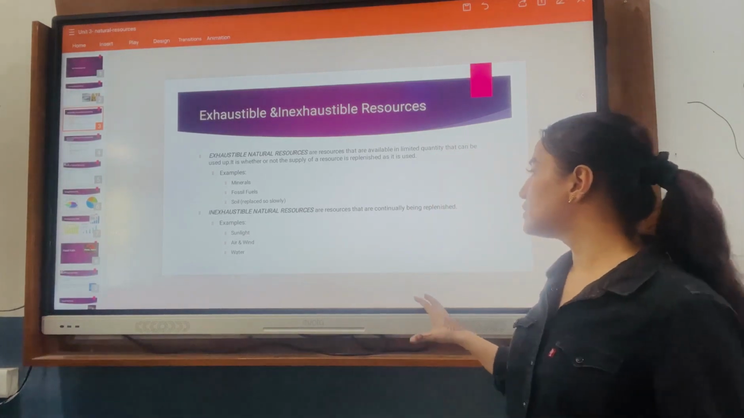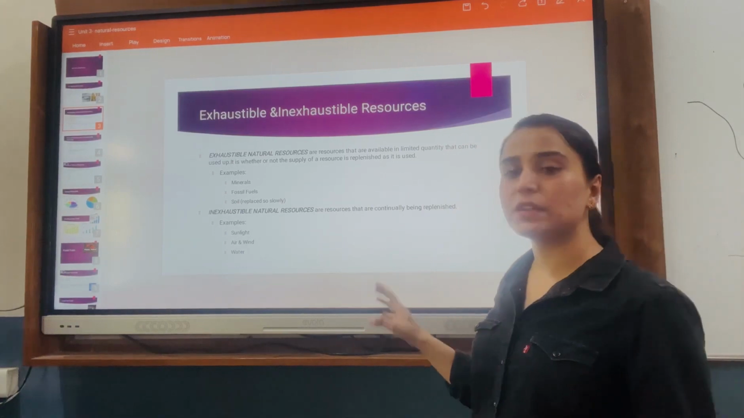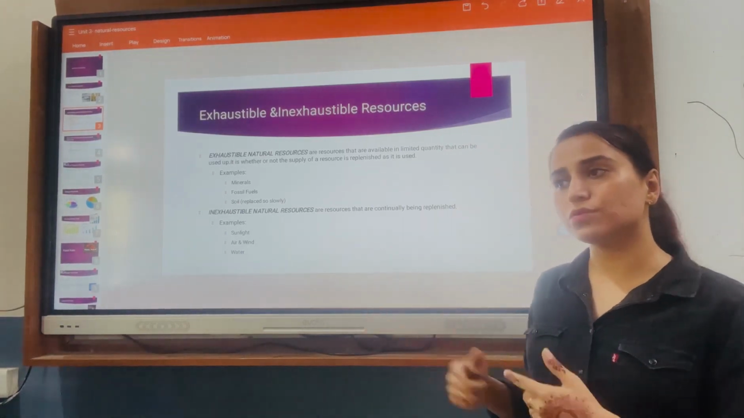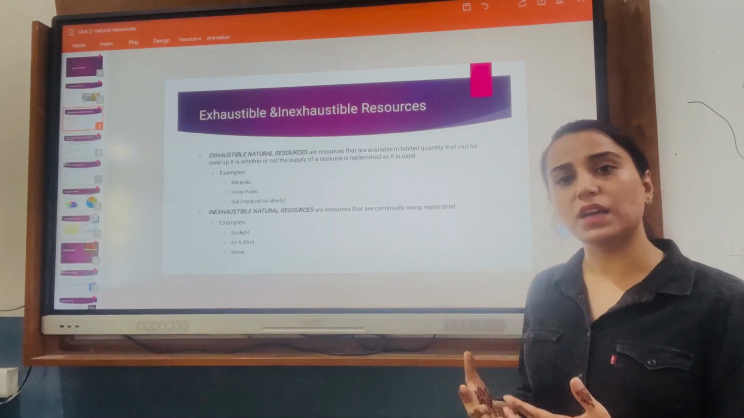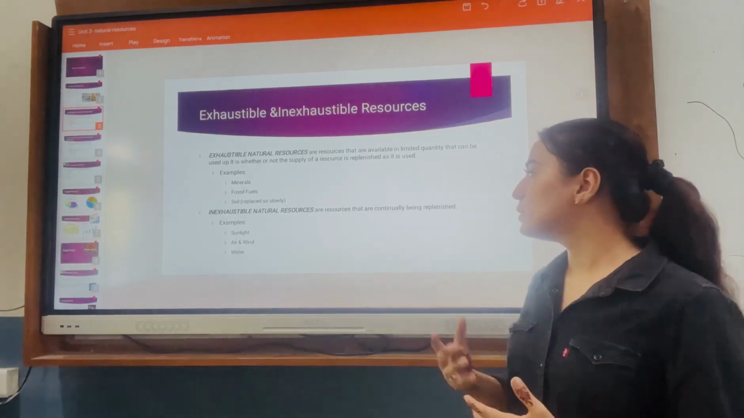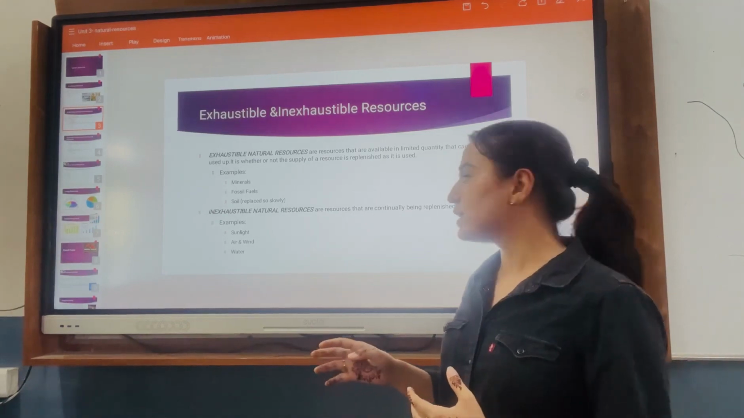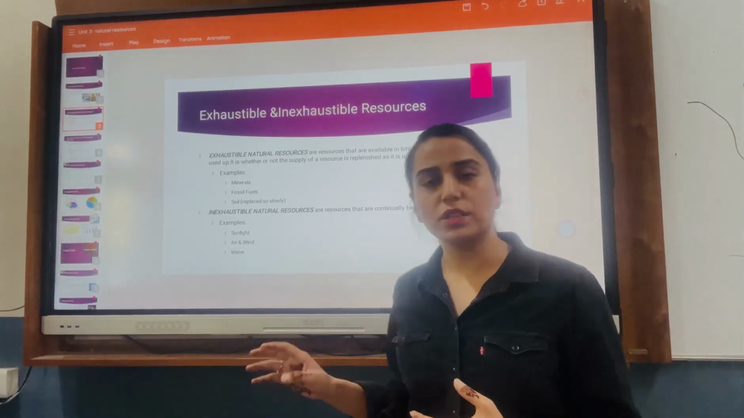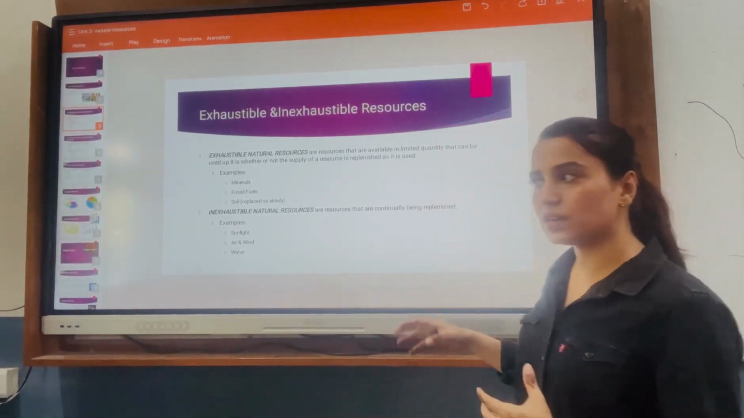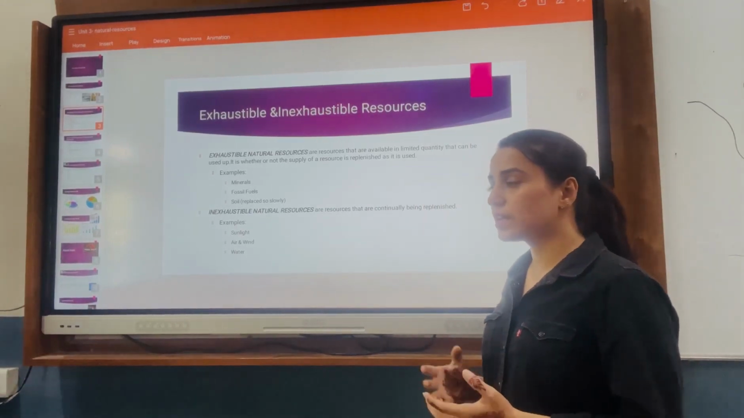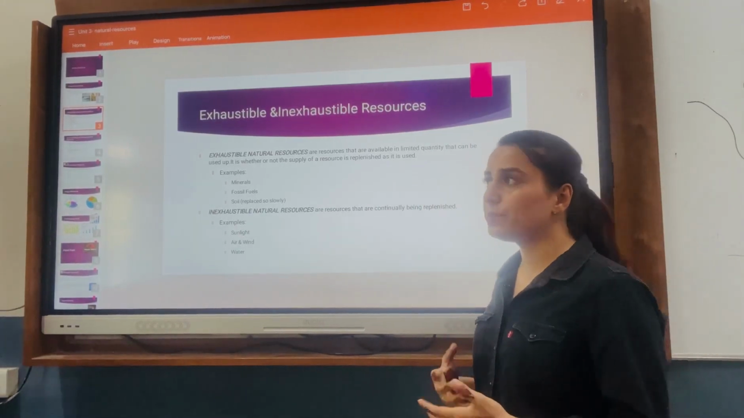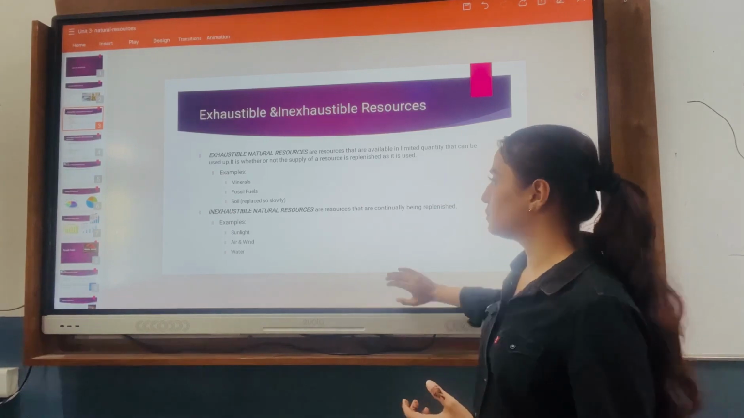Inexhaustible resources are resources that are continuously being replenished after one use. Resources which can be used again are called inexhaustible resources. Examples are sunlight, air, wind and water. All these resources can be utilized, and replenished or reproduced after one use.